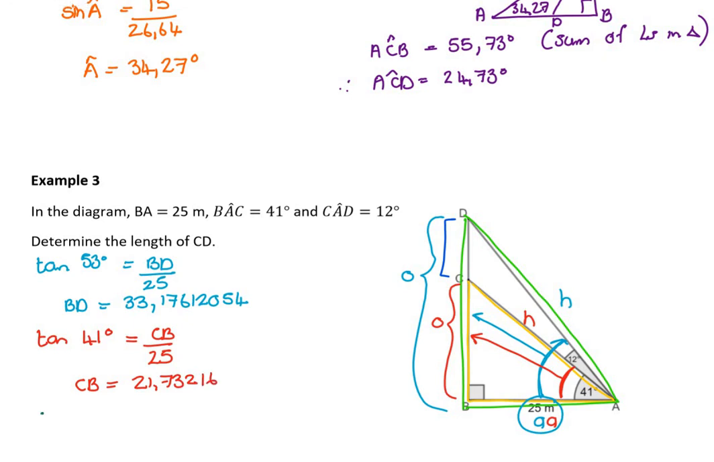And then finally, I can say that's great. CD would be equal to your whole distance, your BD, which is 33.1761, and I'm going to subtract that CB, which is 21.73216, and that gives me a value of 11.44. So really nice again. I think it's key to focus on the fact of highlighting your right angle triangles, and at the moment only doing trig within those. Of course we're going to expand on that, and that's the fun part.